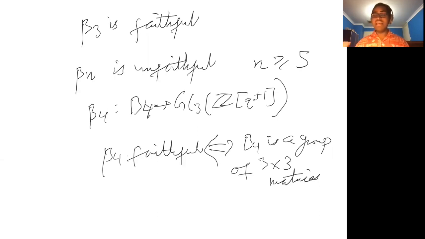And there's another important reason for studying the faithfulness question. This is one, and the one that we are talking about in this talk is related to the Jones polynomial. So in the late 1990s, Bigelow conjectured that if Burau 4 is unfaithful, then the Jones polynomial of a knot does not detect the unknot. So this was a conjecture, and let's explain why he made this conjecture.